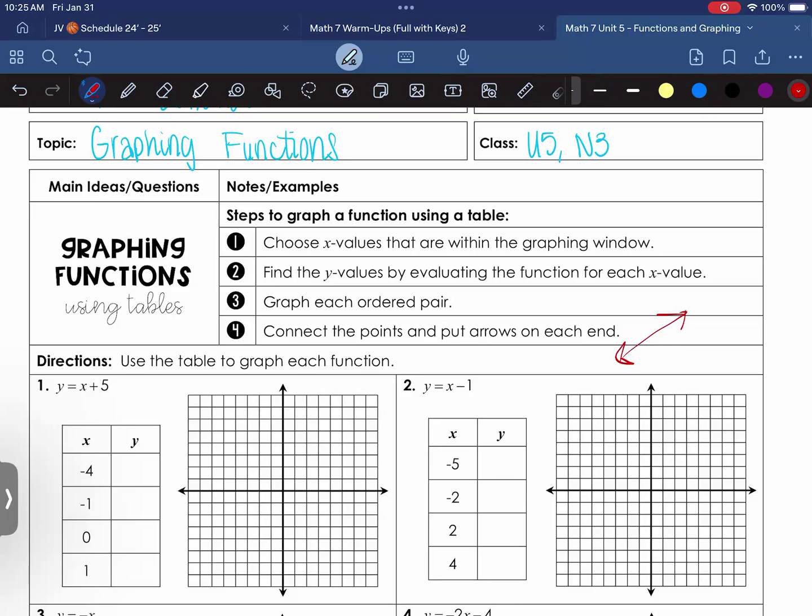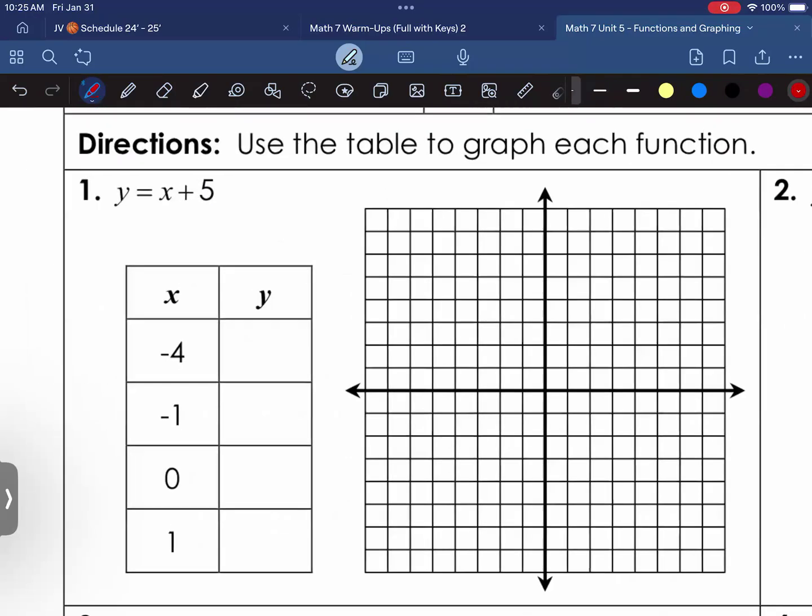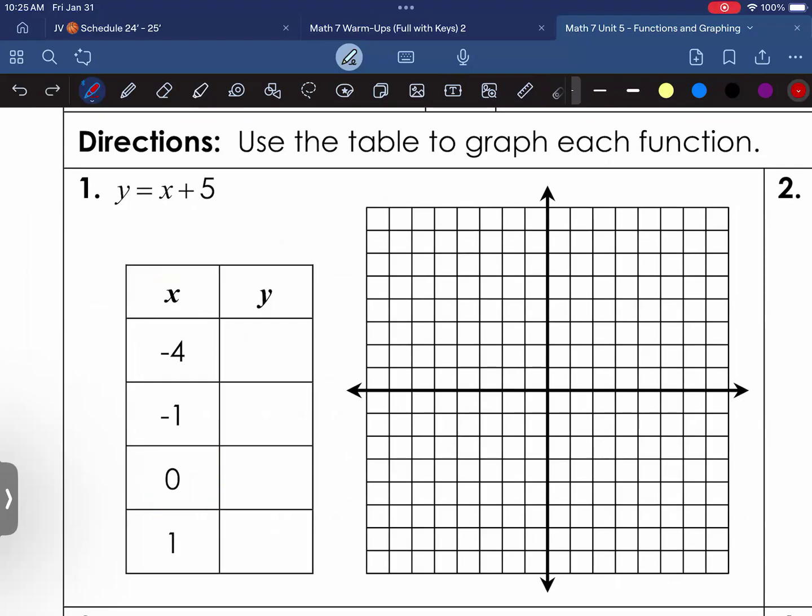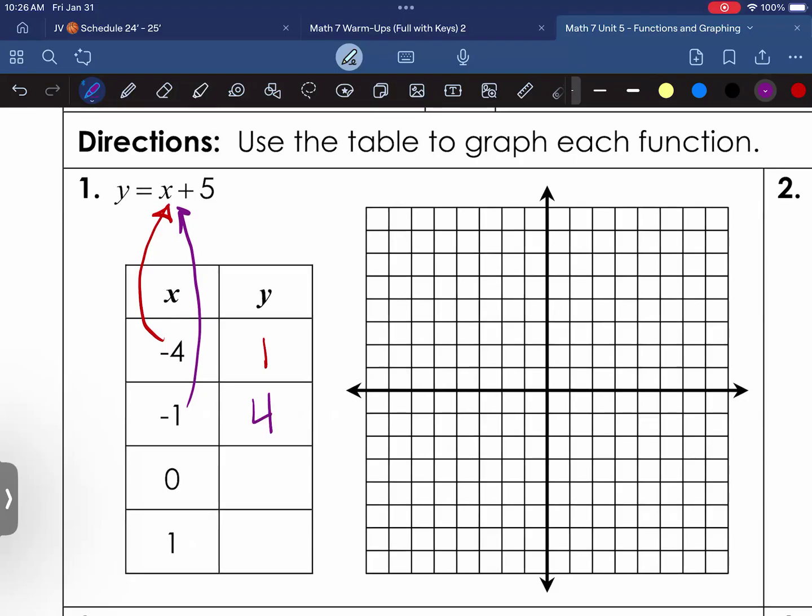So let's go ahead and take a look at number 1. They already gave us our X values right here. So that's what we're going to be plugging in. So to get Y, we need to plug in -4 for X. So for my first one, Y equals -4 plus 5. -4 plus 5 is +1. So that's what we fill in here. My next box, we're going to plug in -1. So we have -1 plus 5, which is +4. So Y equals 4. Go ahead and try the next two on your own.